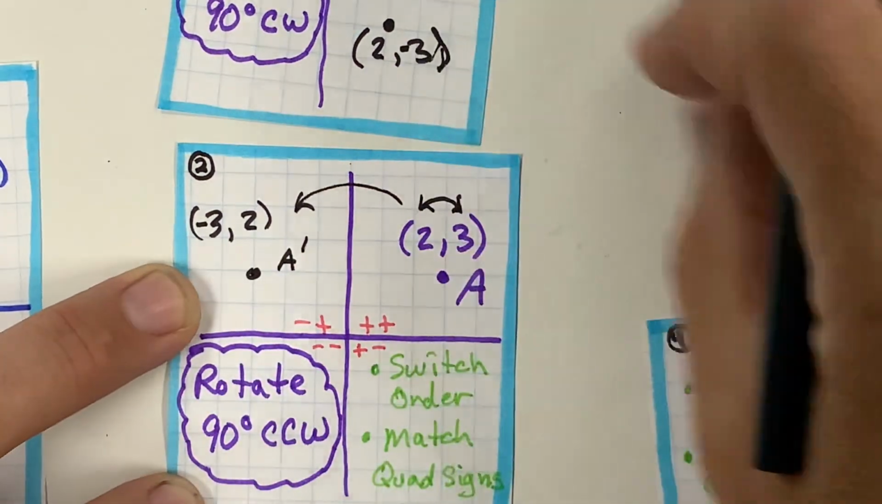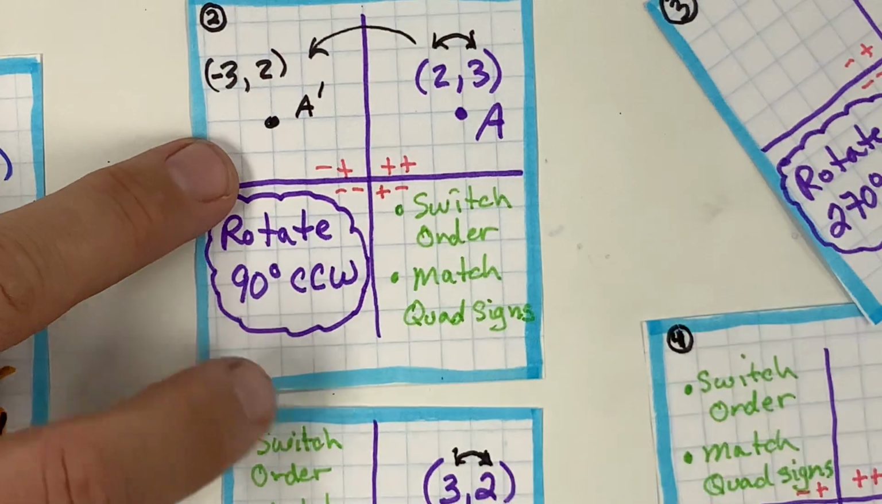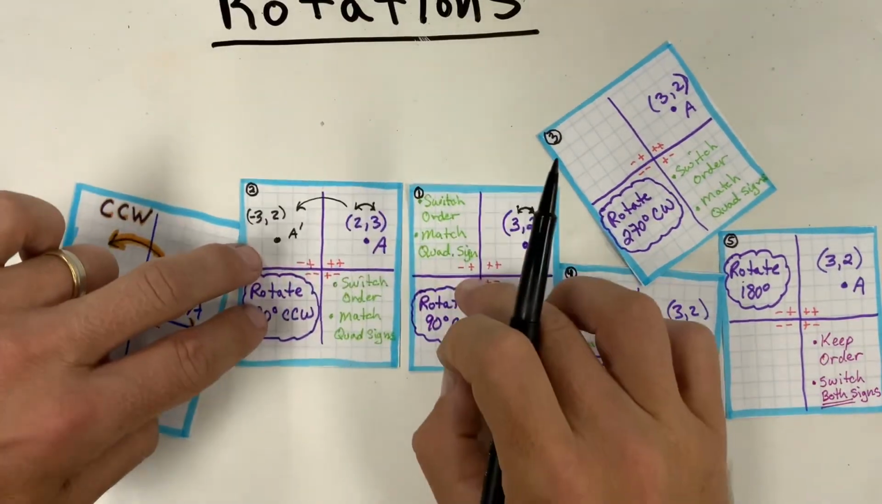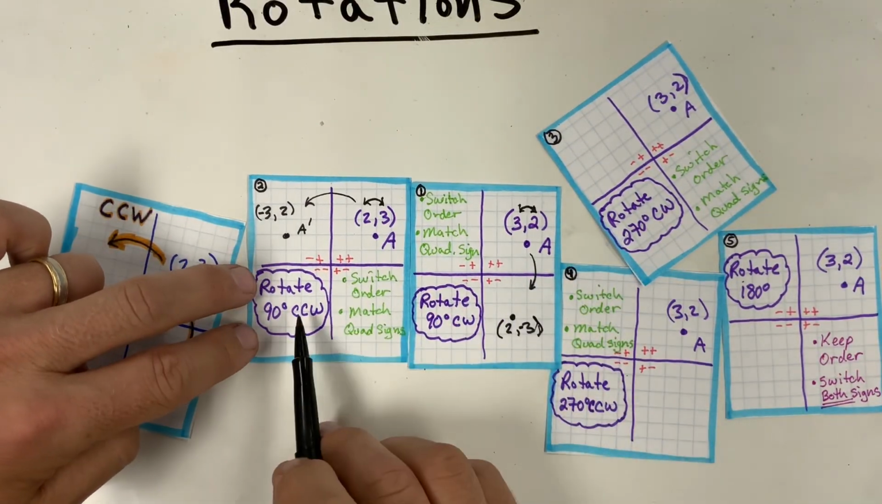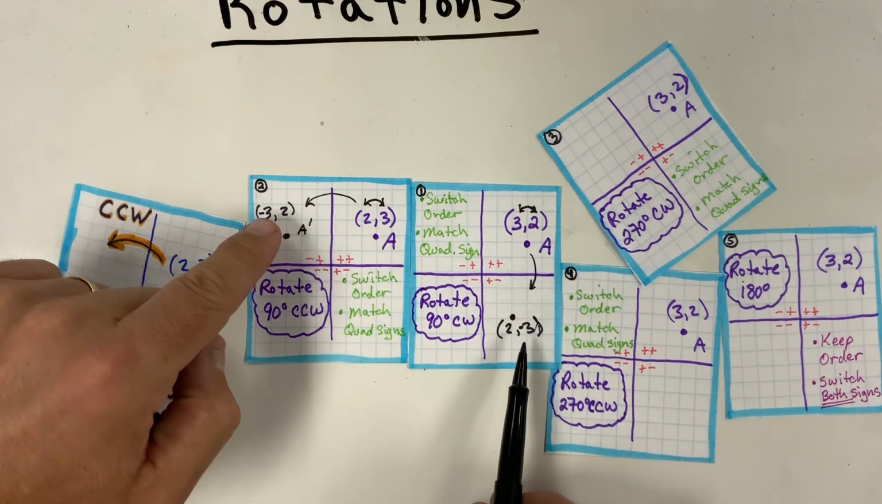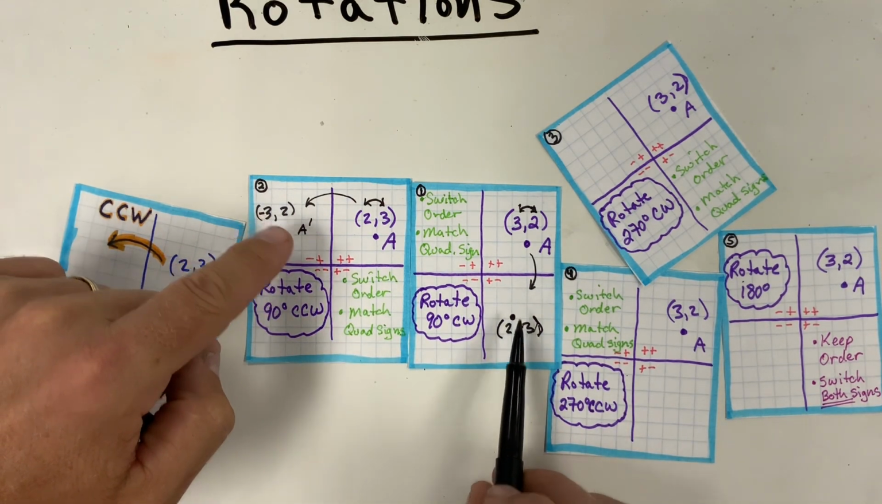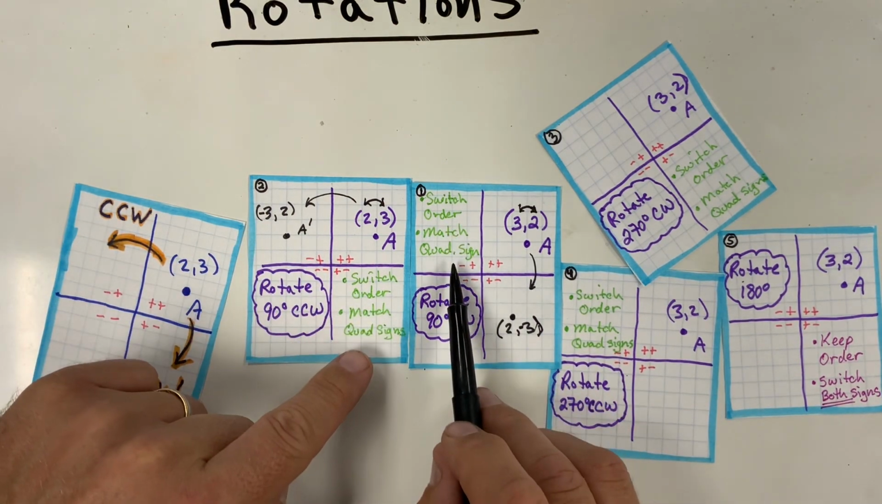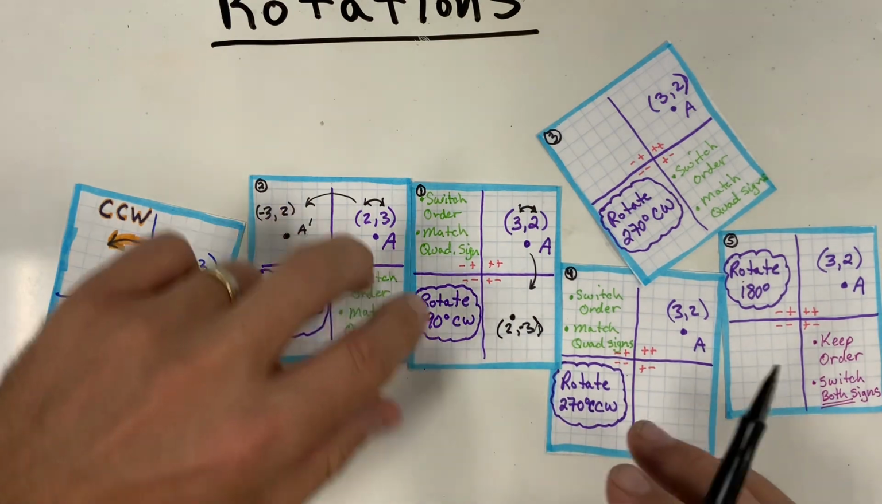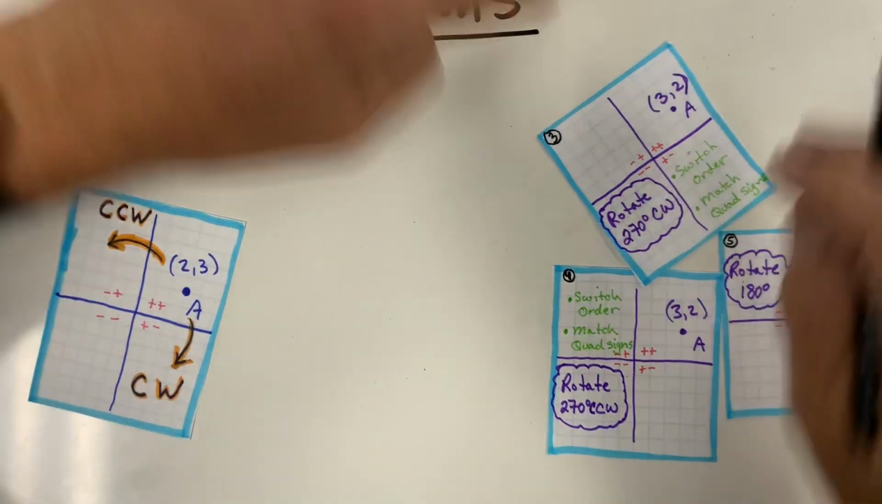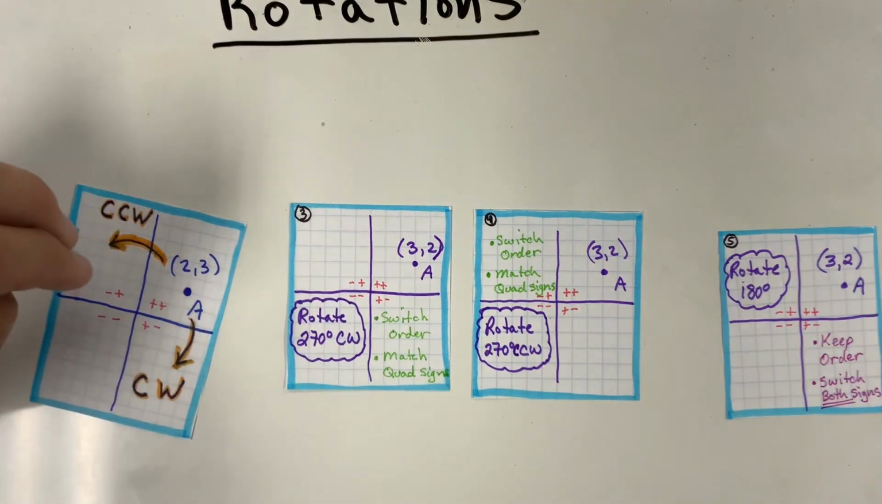So whenever you're going to be doing any kind of rotations, whether they're going to be 90 degrees clockwise or counterclockwise, the ending result is one quadrant away, which has you switching the order and matching the quadrant signs. Okay? Now, you might also get some in your homework that asks you to do 270 rotations. Let's look at these next.